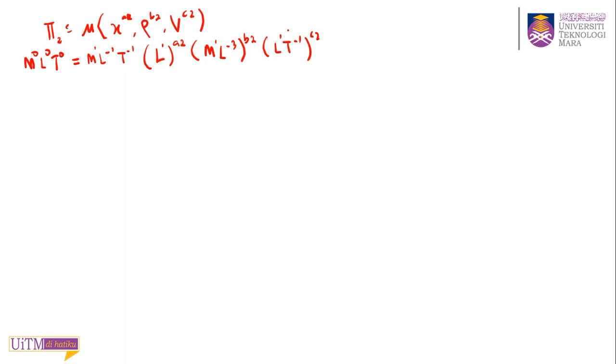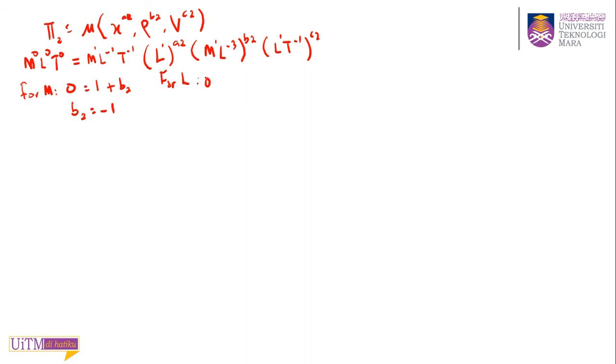Okay, so do the same step for pi 2 to solve the pi 2. Okay, for M: 0 equals M1, so 1, plus there's no M in x, plus 1 M in rho times b2, so it will be plus b2, and there's no M in v, so b2 will equal minus 1. Okay, and then we do the same for L.